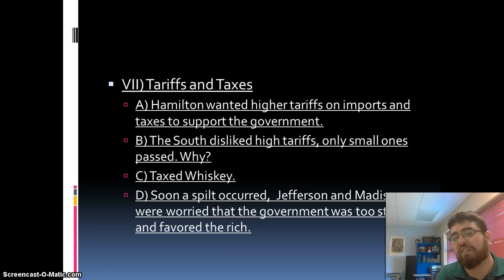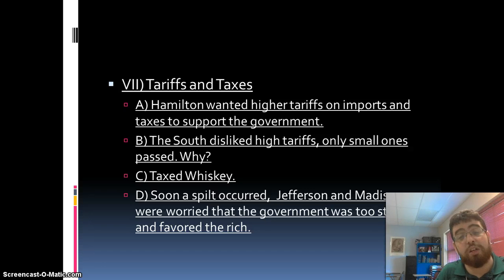They don't make stuff. They have cash crops. So most of their stuff that is manufactured is imported. So if you put a high tariff on those imported goods, it's more expensive for the South. While the North wants those high tariffs, because then they can make their goods, and anything that's imported in will be at a higher price, so it will grow the factory system that is developing in the northern states.